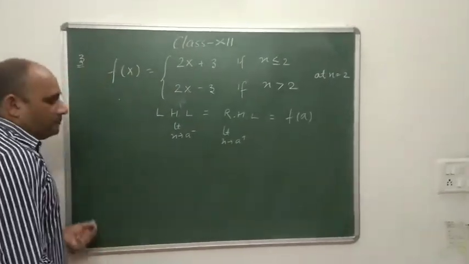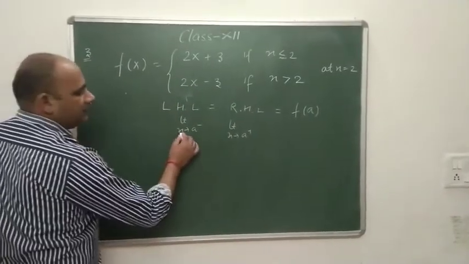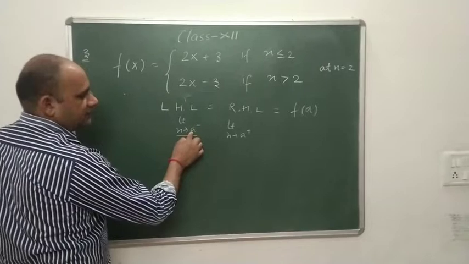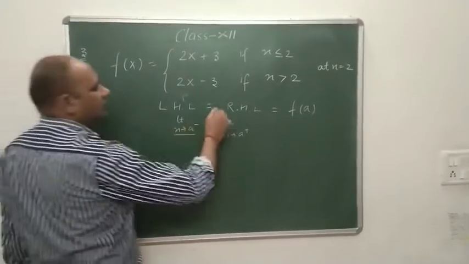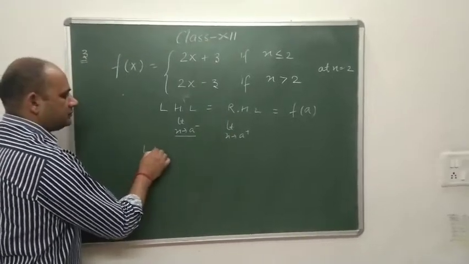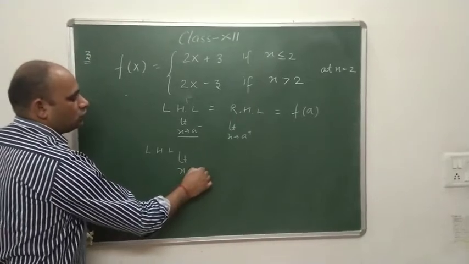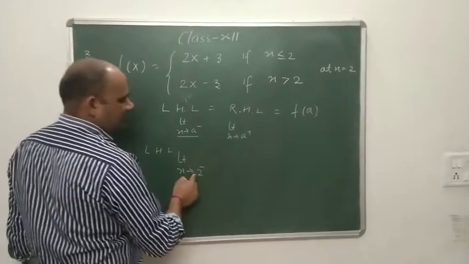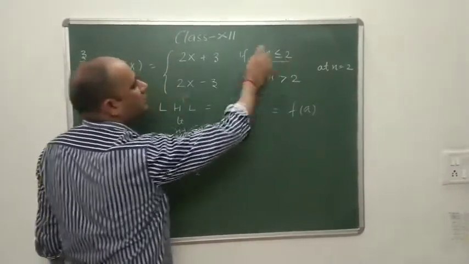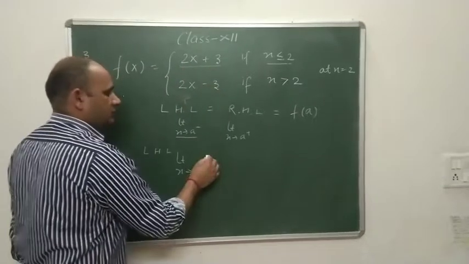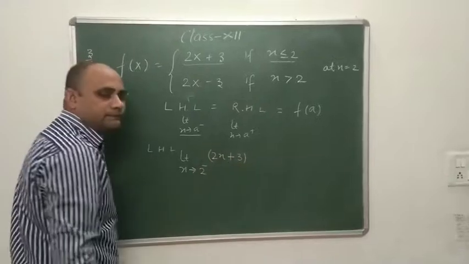So in this process, left hand limit means less than a. x tends to a minus means less than a. So how do we find the left hand limit x tends to 2 minus? Here x is less than 2, so f(x) is 2x plus 3.